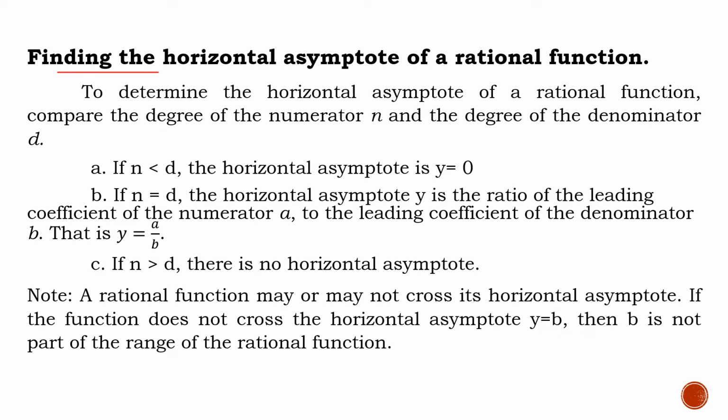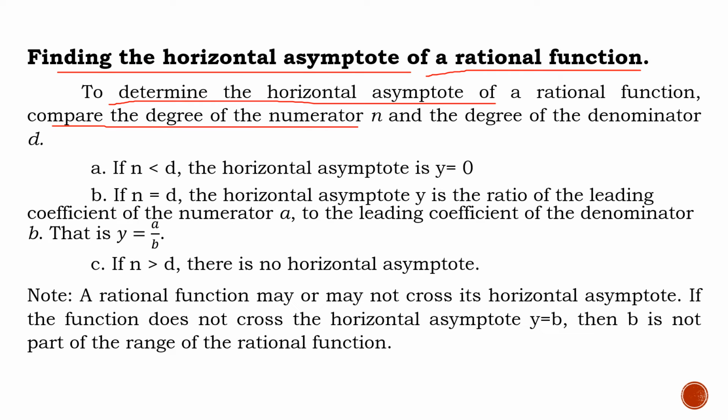To determine the horizontal asymptote of a rational function, compare the degree of the numerator n and the degree of the denominator d. If n is less than d, or the degree of the numerator is less than the degree of the denominator, the horizontal asymptote is y is equal to 0.